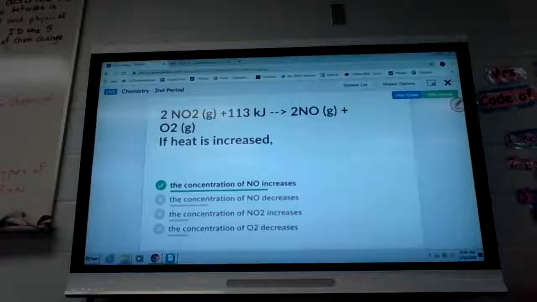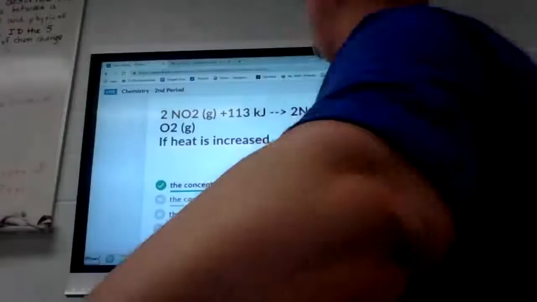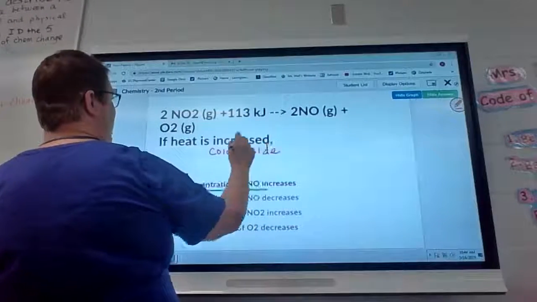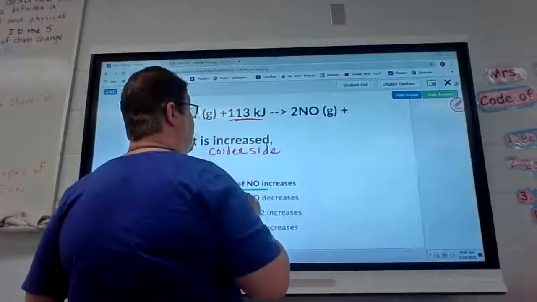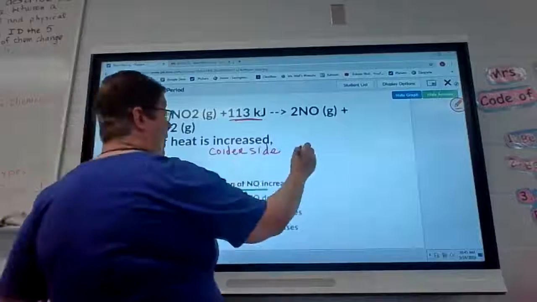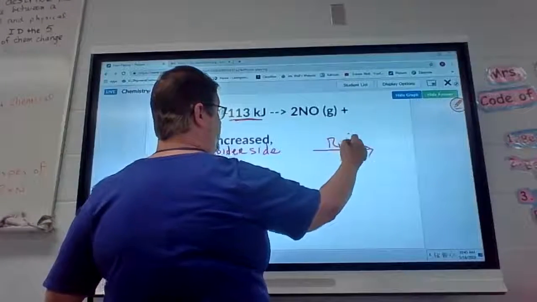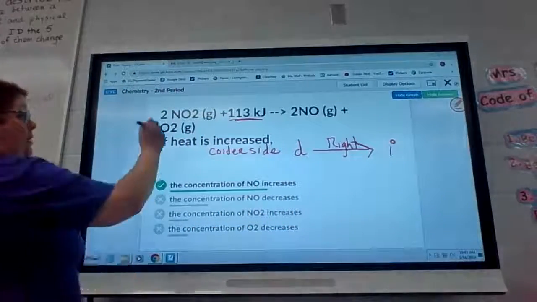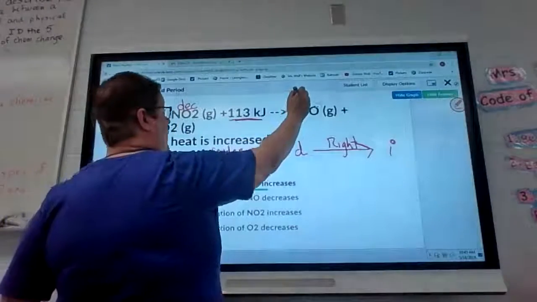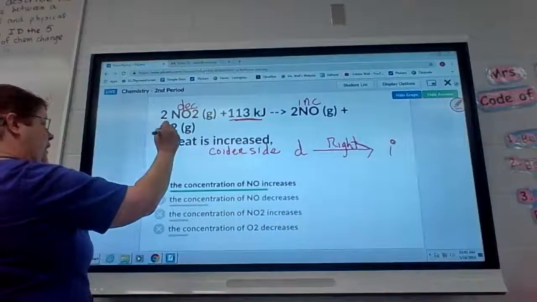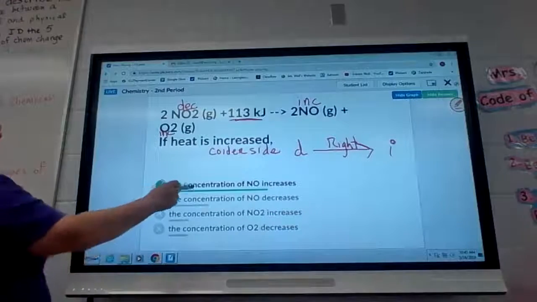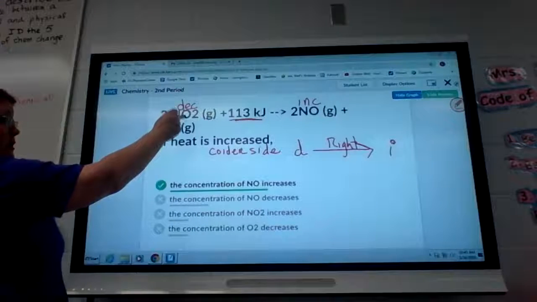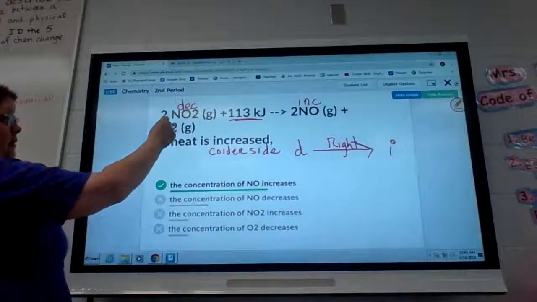So if heat is increased, it goes to the what? Colder side. What is the colder side? Is it the side with the number or without the number? Without. So it goes to the right. If it goes to the right, whatever's on this side will increase, and whatever's on that side will decrease. So this will decrease, this will increase, and this will increase. So NO will increase. That's wrong. NO2 we just said will decrease. And O2 will increase.